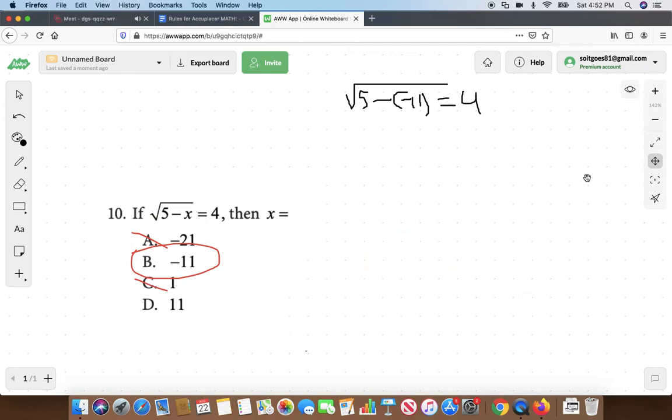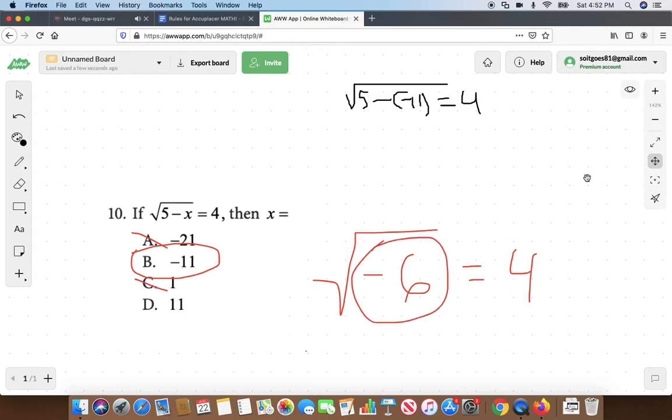And let's plug in 11 as well. Do you know what 5 minus 11 is? It's -6. Square root of -6 equals 4. That's not right either. You can't find the square root of negative numbers, because there's no number times itself that gives you -6. If it's positive, positive times positive is positive, and even if the number is negative, a negative times a negative is also positive. So there's no way it's D, and it's not. Any questions about that? No, sir.